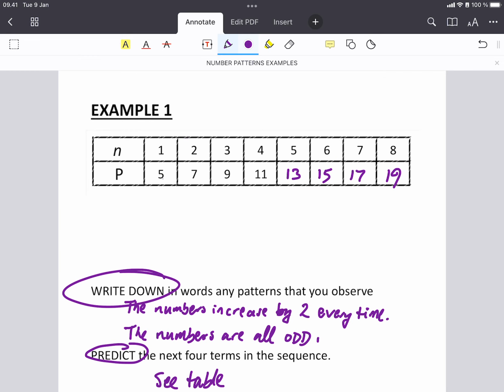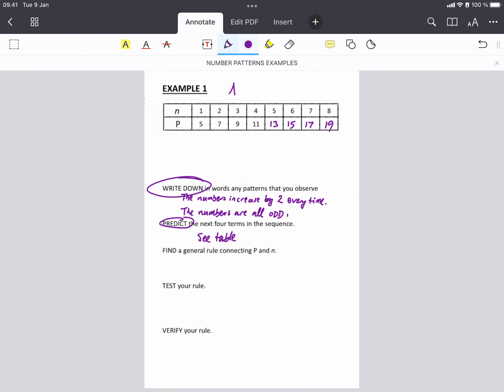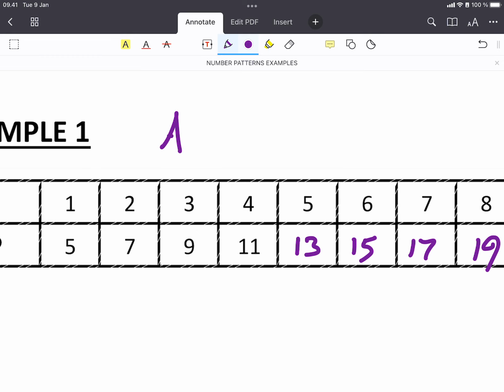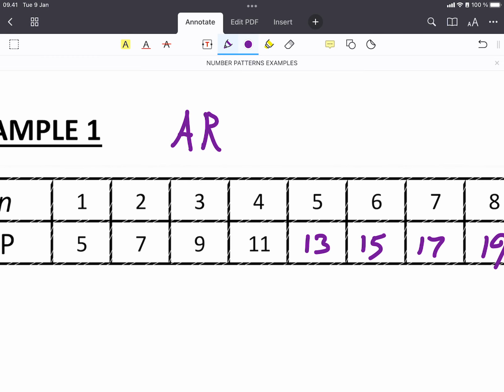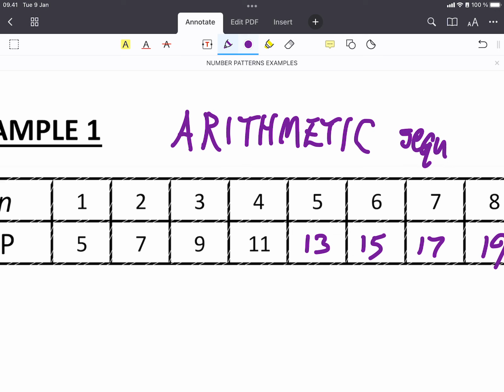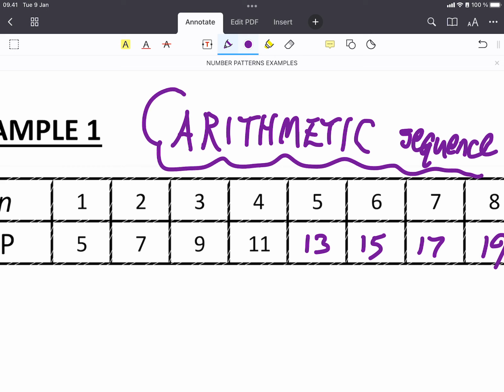Now that is an example of an arithmetic sequence. So something where there's a fixed difference between each term from one term to the next, that's called an arithmetic sequence.